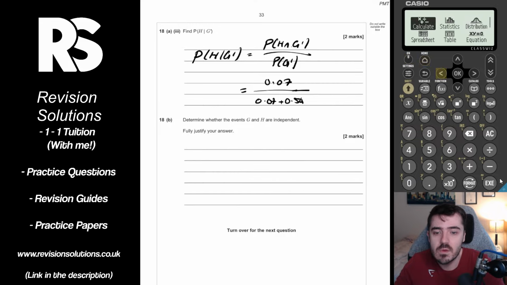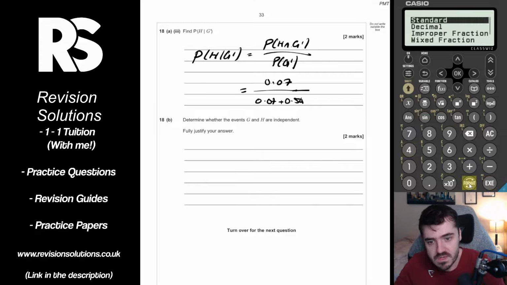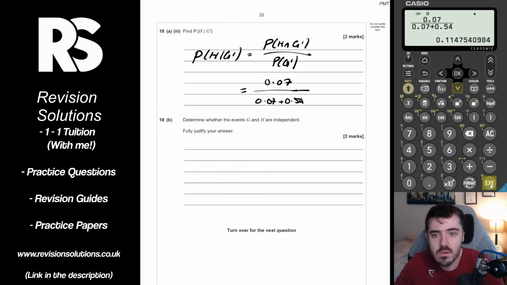Calculate 0.07 over 0.07 plus 0.54, which is 7 over 61, or as a decimal, 0.115.